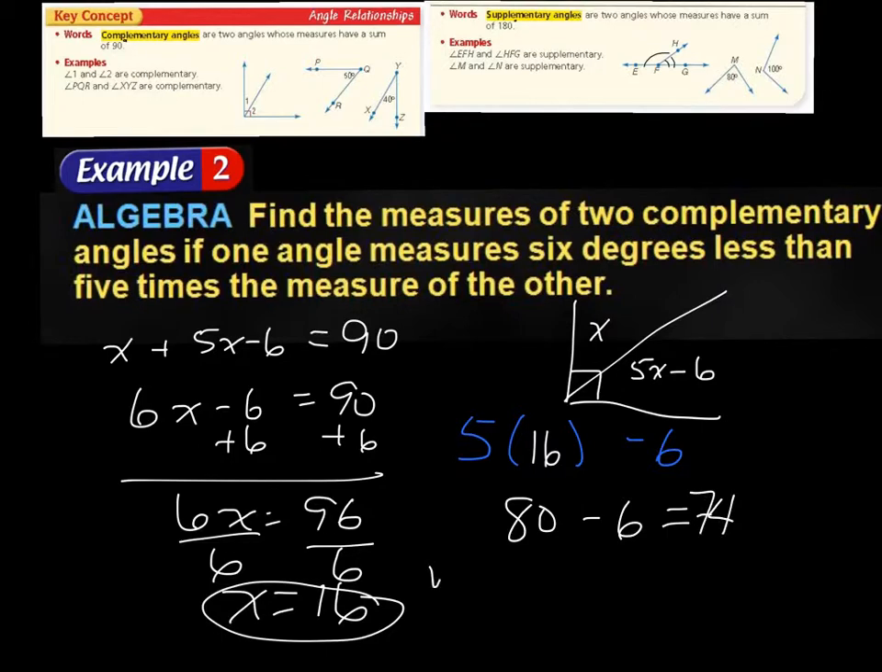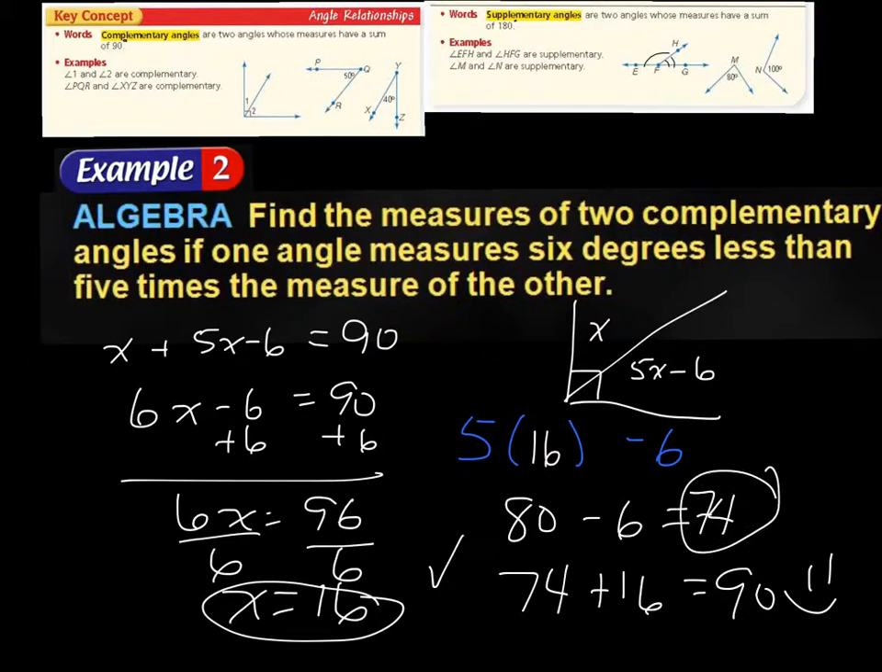And then if I check, I want to make sure they're complementary. So 74 plus 16 does in fact equal 90. I am happy. So my two angle measures are 16 and 74.